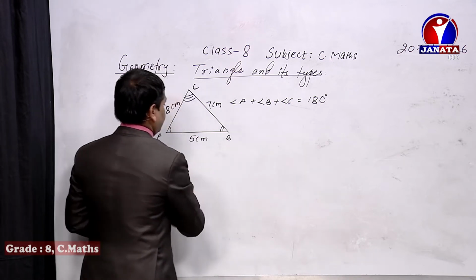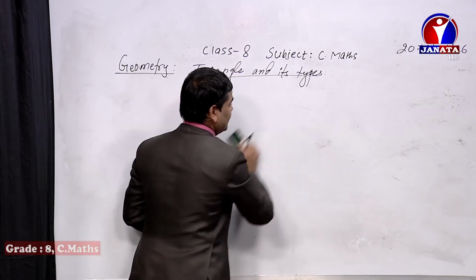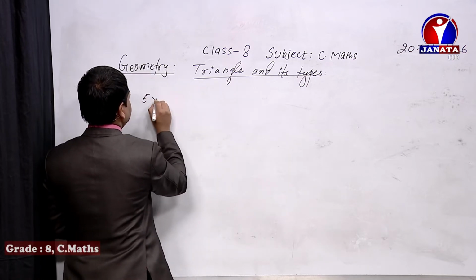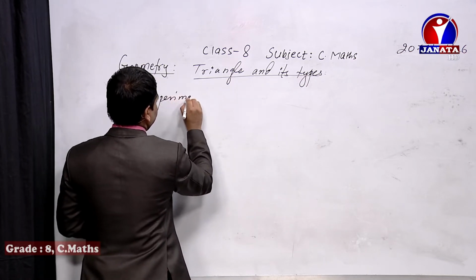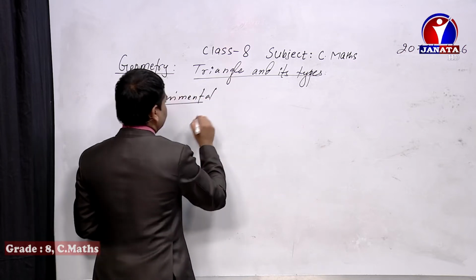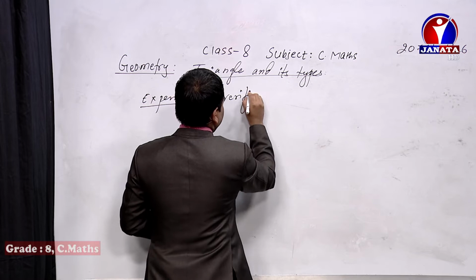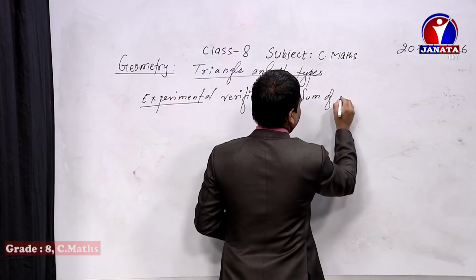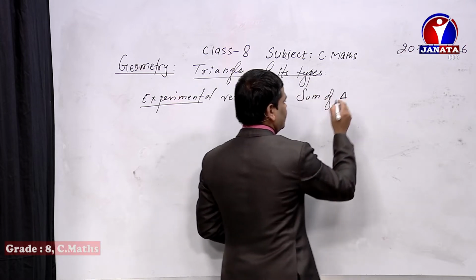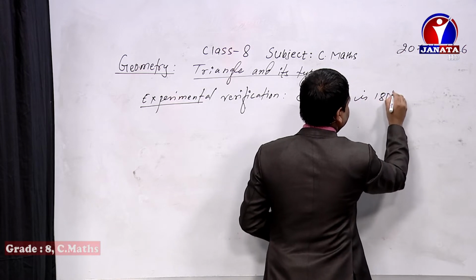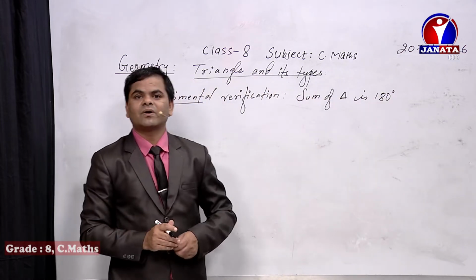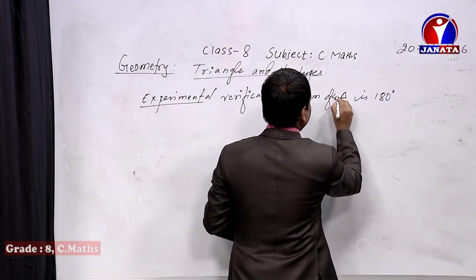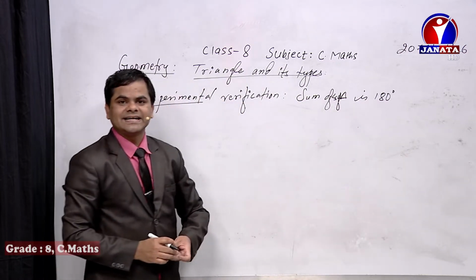So we need to keep that in mind. If we want to do experimental verification, dear student, what do we have to do? Experimental verification: the sum of angles of a triangle is 180 degrees. Okay, the sum of angles of a triangle, dear student, is 180 degrees.